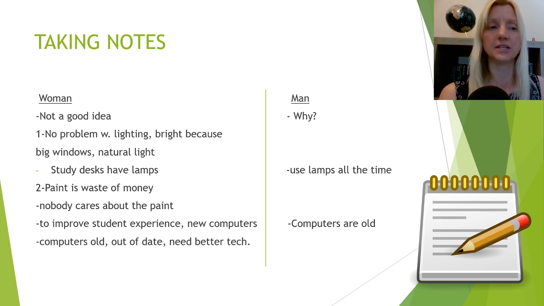As far as the woman is concerned, I wrote: not a good idea, no problem with lighting, bright because big windows, natural light, study desks have lamps, paint is waste of money, nobody cares about the paint, to improve student experience, new computers, computers old, out of date, need better tech. Again, these are sentence fragments, they're not grammatically correct. But as long as I can understand them, that's all that matters. And I can understand what I've written down here, and I can reconstruct it the correct way.